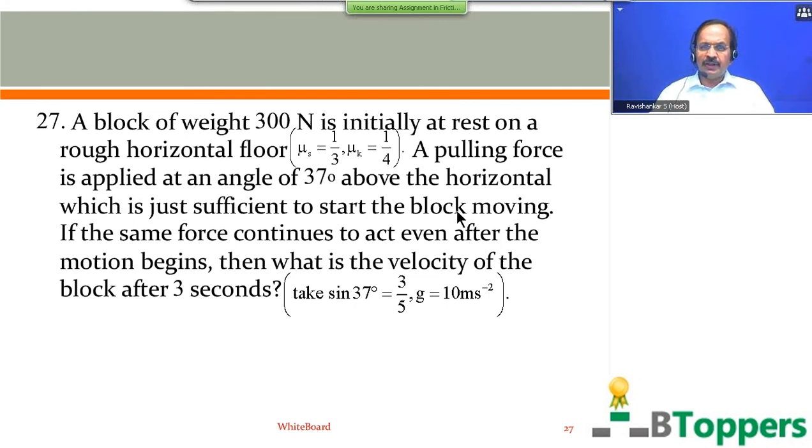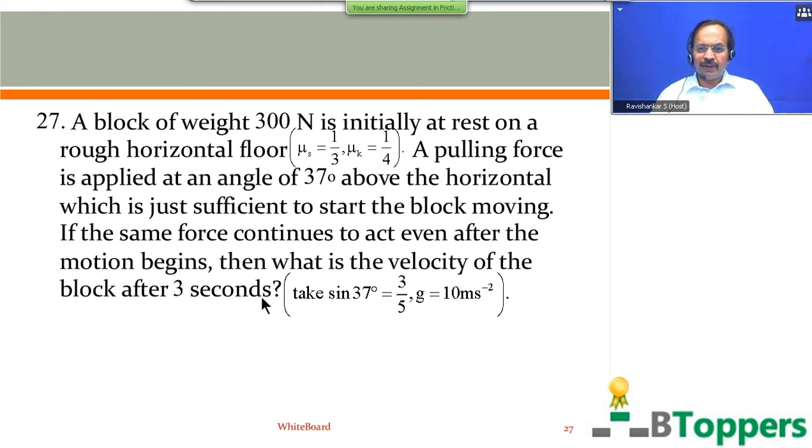A block of weight 300 Newton is initially at rest on a rough horizontal floor. Mu s equal to 1 by 3, mu k equal to 1 by 4. That means the coefficient of static friction between the block and the floor is 1 by 3, and the coefficient of kinetic friction between the block and the floor is 1 by 4. A pulling force is applied at an angle of 37 degrees above the horizontal, which is just sufficient to start the block moving. The same force continues to act even after the motion begins.